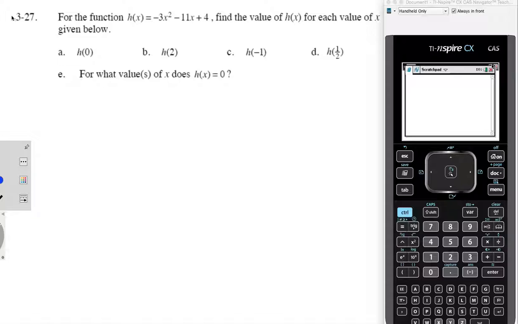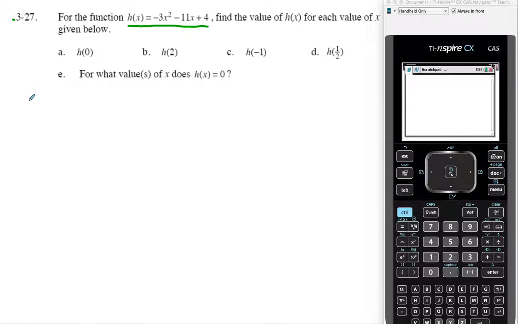All right, problem 3-27 says for the function h of x equals negative 3x squared minus 11x plus 4, find the value of h of x for each value of x given below. All right, this one shouldn't be too bad. So we're going to deal with this function here, h of x equals negative 3x squared minus 11x plus 4. Key thing here is to make sure that you're keeping track of whether it's an input or an output here.